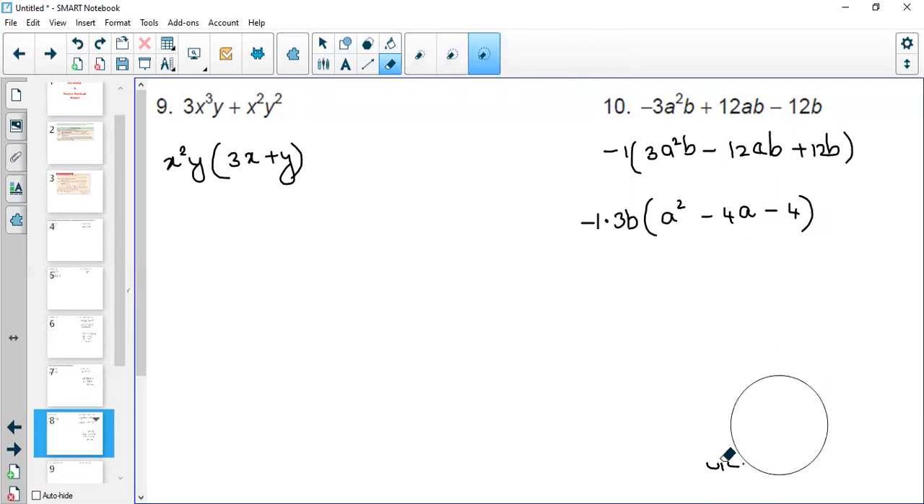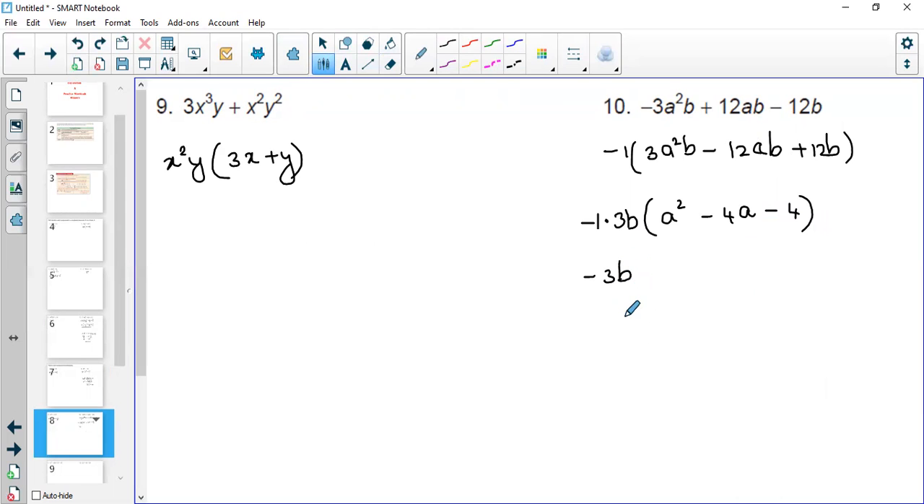Now let me remove this first. It was just for showing you the GCF. Now what we are going to do further is rewrite this again. Negative 3b. Now again observe, you could still factorize this because it's a perfect square trinomial. Why is it a perfect square trinomial? This is going to give you an a and this is going to give you a 2. So a squared, it's a perfect square trinomial, but do check out if 2 multiplied by a and multiplied by 2 is going to give you a 4a.